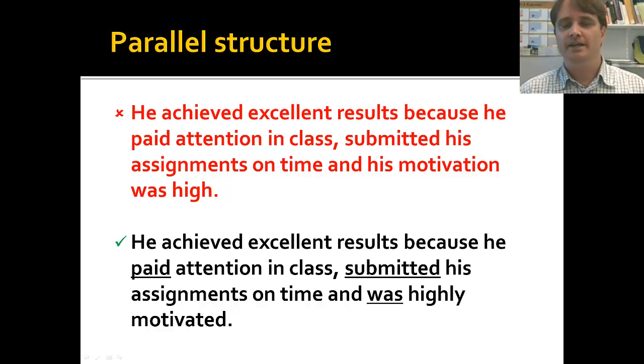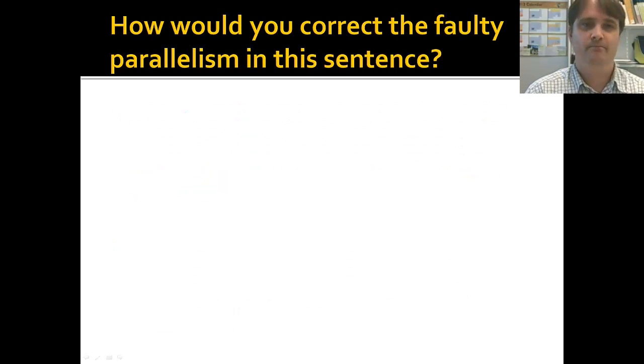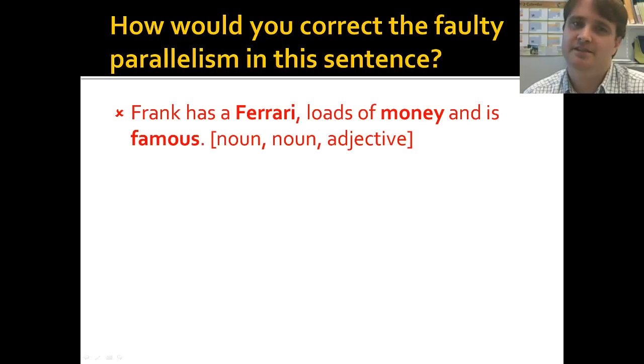And one more, he achieved excellent results because he paid attention in class, submitted his assignments on time, and his motivation was high. This isn't parallel. We could change that to: he achieved excellent results because he paid attention in class, submitted his assignments on time, and was highly motivated. So I've underlined the verbs there, or the words that can add to the items being parallel.